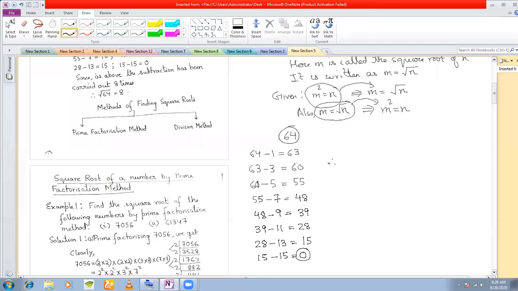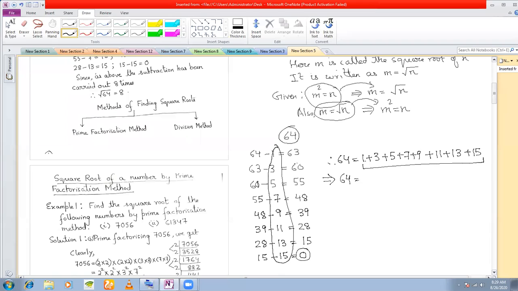So therefore, what can I write 64 as? 64 can now be written as a sum of these odd numbers: 1 plus 3 plus 5 plus 7 plus 9 plus 11 plus 13 plus 15, all these odd numbers, right from 1 till 15. Now, I told you that even without adding up these odd numbers, we can still find out what the sum is.